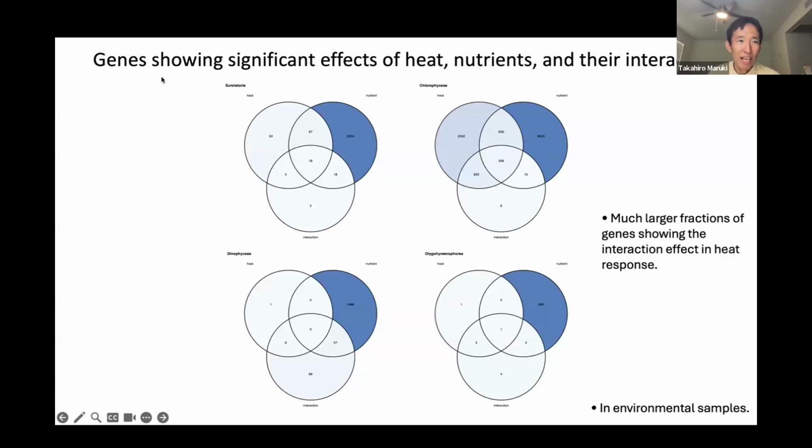This Venn diagram shows the number of genes showing significant effects of heat, nutrient, and their interaction in environmental samples. Here we show results in 4 representative classes of organisms. Generally, there were many more genes showing significant effect of nutrients than heat. We also noticed that the fraction of genes showing the significant interaction effect is much higher in genes showing significant effect of nutrients than in genes showing significant effect of heat.